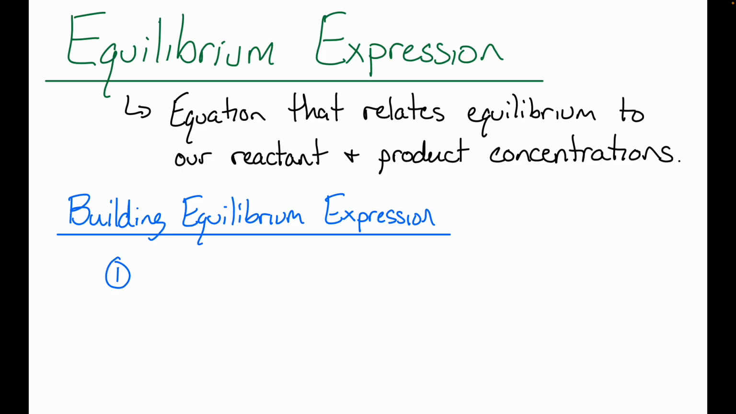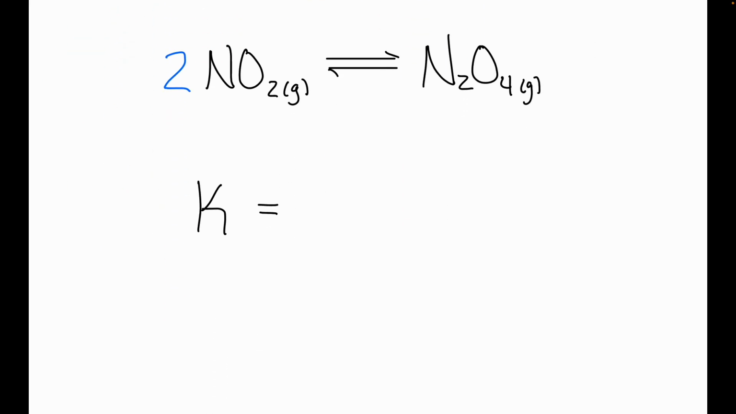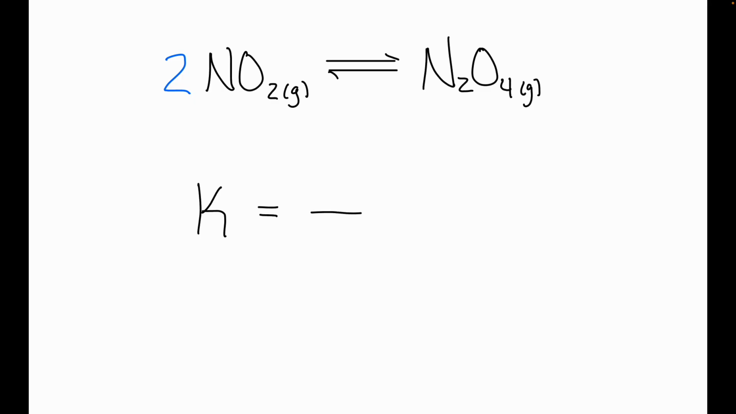All right, step one, first thing I chant to myself, products over reactants. So we're going to take our product, that dinitrogen tetraoxide, the concentration of our product over the concentration of our reactant. All right, so step one, products over reactants.